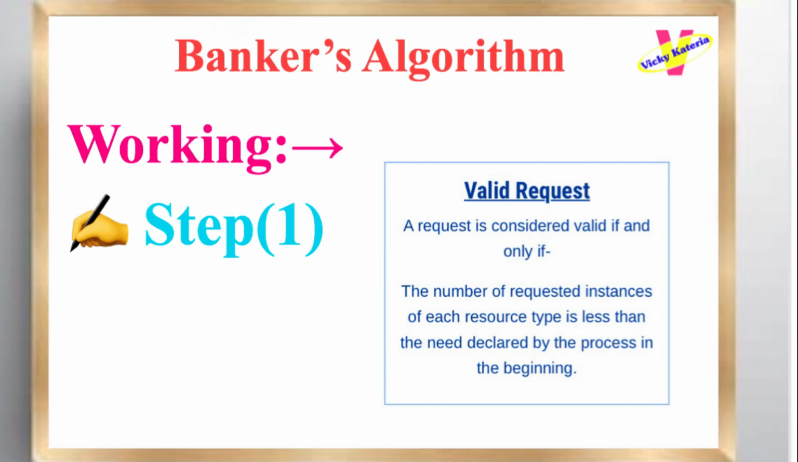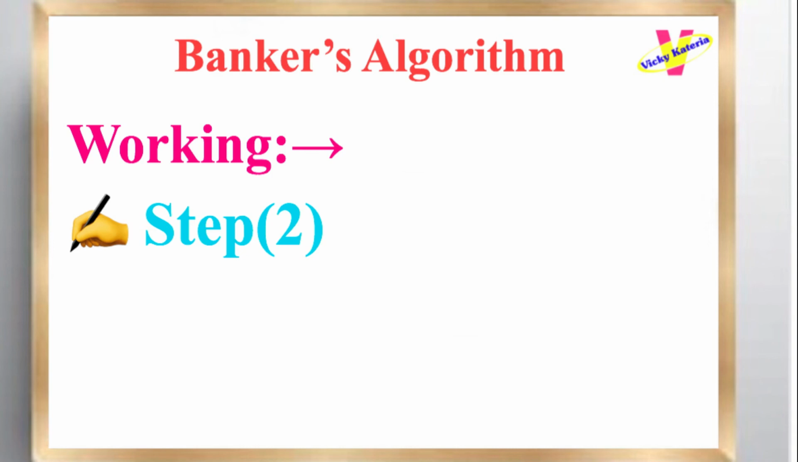Valid request. A request is considered valid if and only if the number of requested instances of each resource type is less than the need declared by the process in the beginning. Step 2: Banker's algorithm checks if the number of requested instances of each resource type is less than the number of available instances of each type. If the sufficient number of instances are not available, it asks the process to wait longer. If the sufficient number of instances are available, it follows step 3.